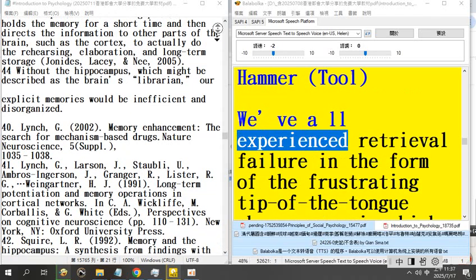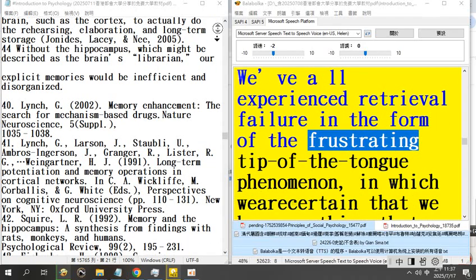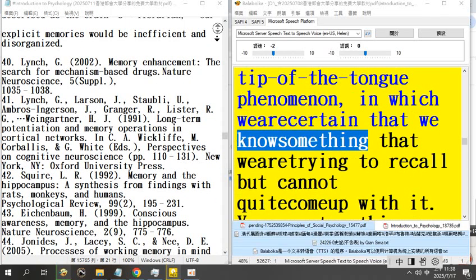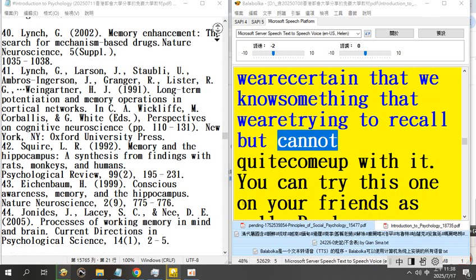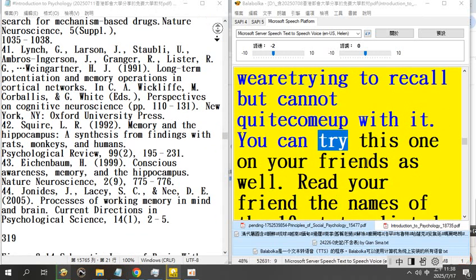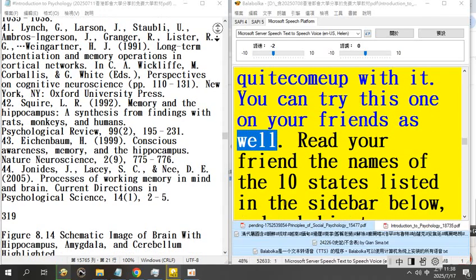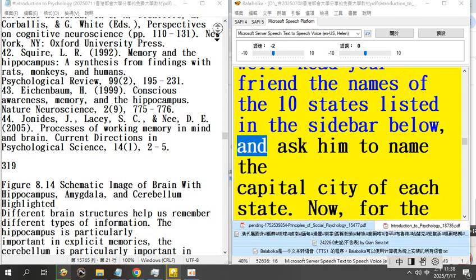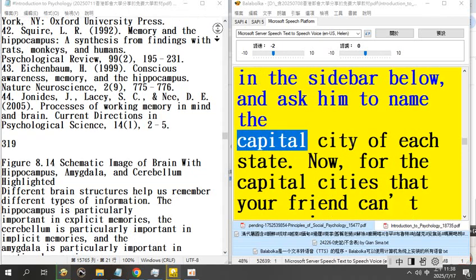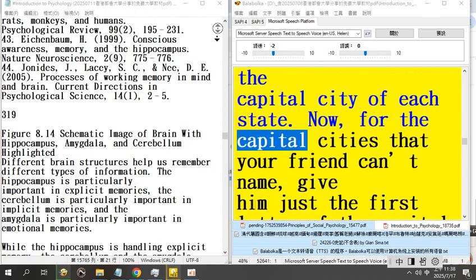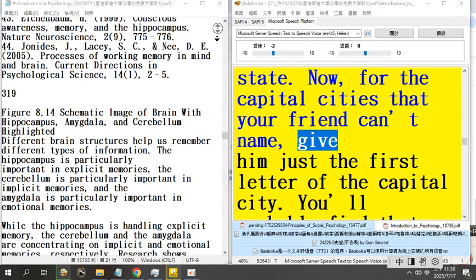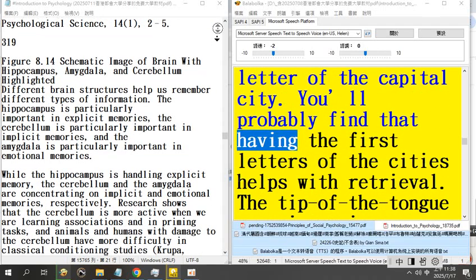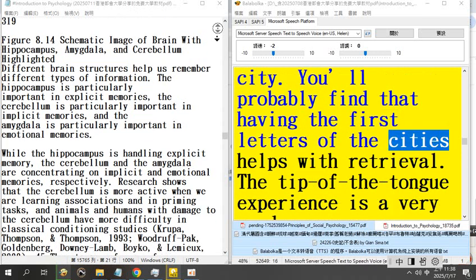We've experienced retrieval failure in the form of the frustrating tip of the tongue phenomenon, in which we're certain that we know something that we're trying to recall, but cannot quite come up with it. You can try this one on your friends as well. Read your friend the names of the 10 states listed in the sidebar below, and ask him to name the capital city of each state. Now, for the capital cities that your friend can't name, give him just the first letter of the capital city. You'll probably find that having the first letters of the cities helps with retrieval.